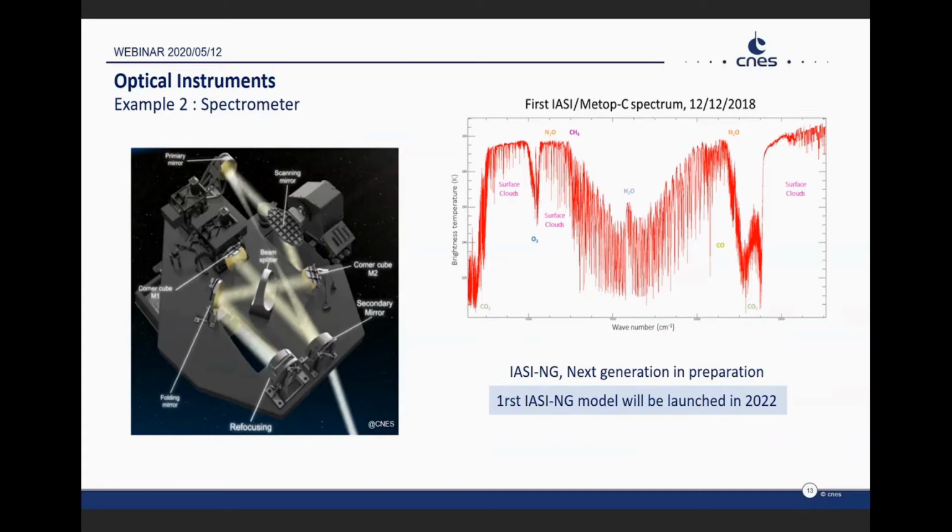On the right, the first spectrum of IASI. We can identify signature of well-known chemical elements like carbon dioxide, ozone, methane. The amplitude of each spectrum line gives us information on the concentration of gases in the atmosphere. Therefore, this instrument needs very precise calibration on ground, but also in flight.